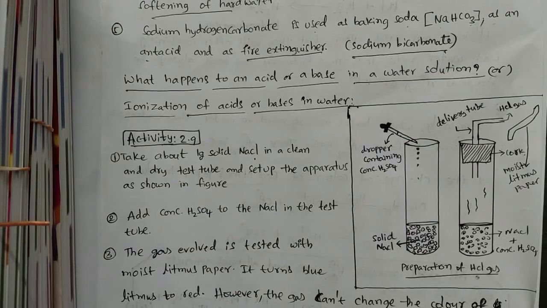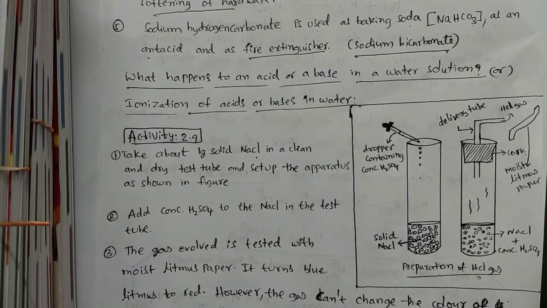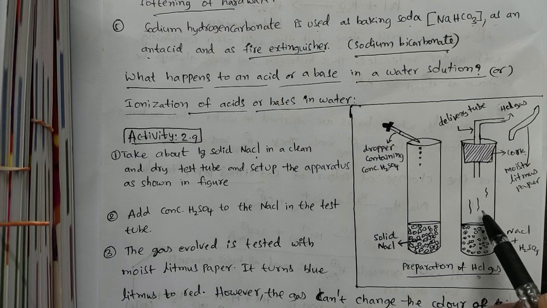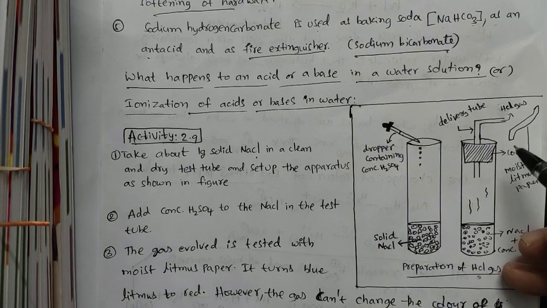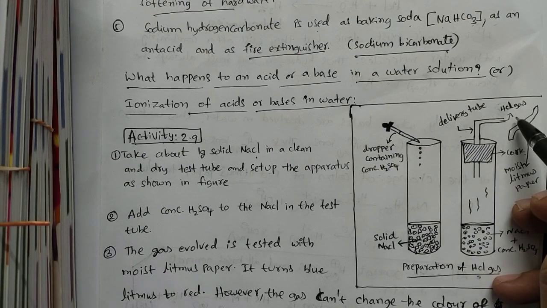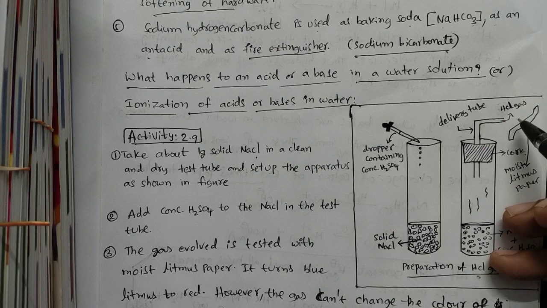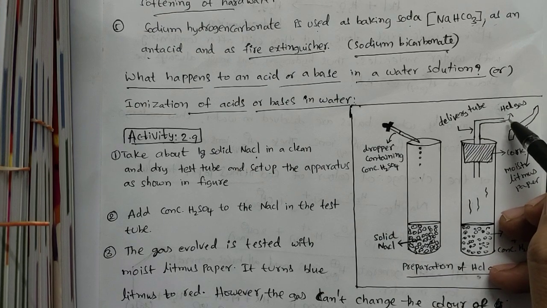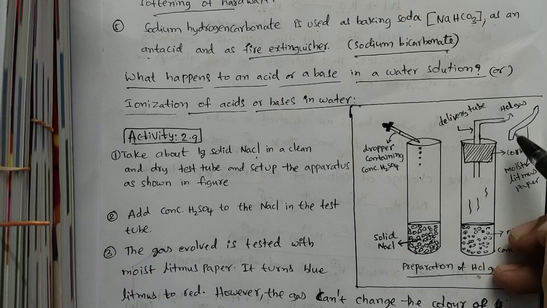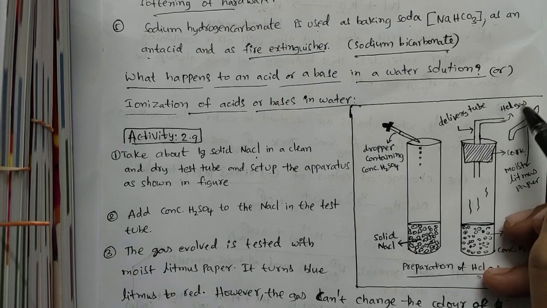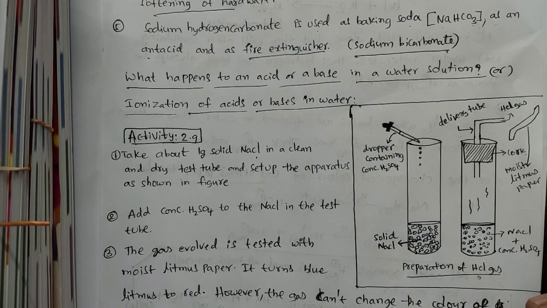after a few seconds, we'll find a pungent-smelling gas coming out of the delivery tube. This gas is actually colorless, and it has a pungent smell. It is difficult to breathe, right? This gas is called hydrogen chloride gas, HCl gas.